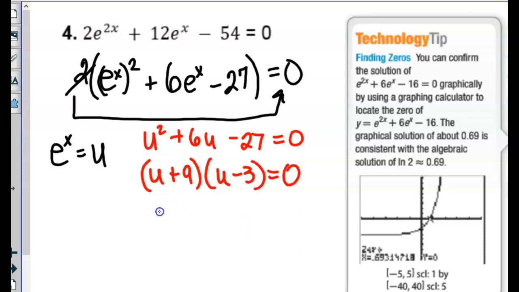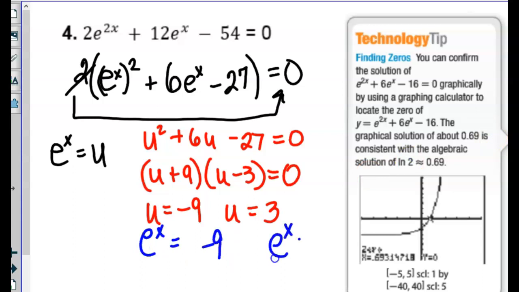Now, if you want to solve them first, so you want to say u is -9 or u is +3, everybody good? Before you substitute back, that's fine. But at some point, you've got to substitute back and say e to the x equals -9 and e to the x equals 3. And you've got to remember that you're not done, because I don't want to know what e to the x is. I want to know what x is equal to. So then you have to take the log of both sides.